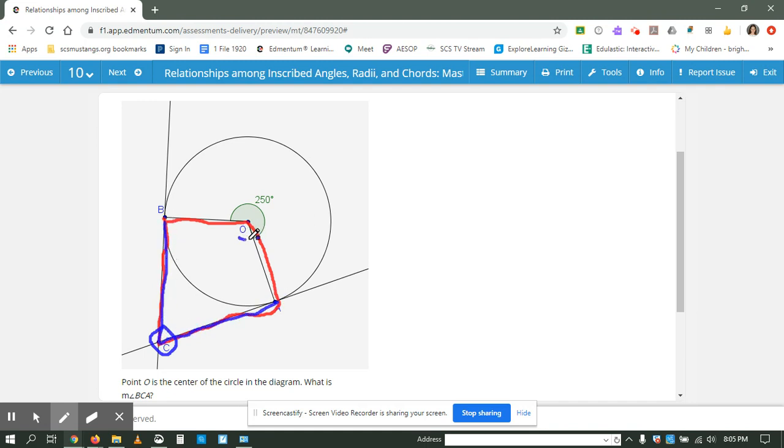Opposite angles in a quadrilateral are going to be supplementary, and you don't have this angle here. But what they do give you is this angle right here. So you've got to do 360 minus the 250 to give you this angle, and those two are supplementary. So this angle plus this angle is going to be equal to 180 degrees. Solve that, and that will give you your angle of BCA.